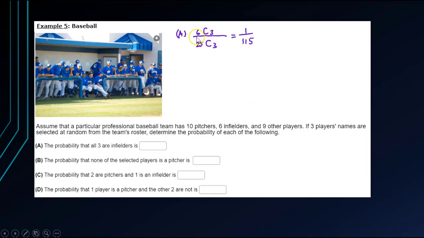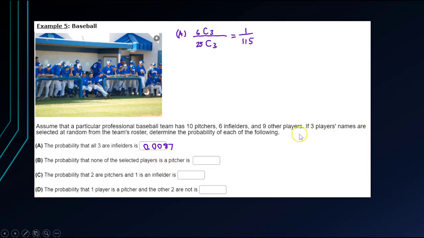So in this case, I'm choosing 3 out of 6 infielders for the top number, and I'm choosing 3 out of 25. This bottom number is going to be the same regardless. And this ends up being 1 out of 115. This is simplified. So 6C3 is not 1, 25C3 is not 115. This is just a simplified fraction of it. And I get 0.0087.